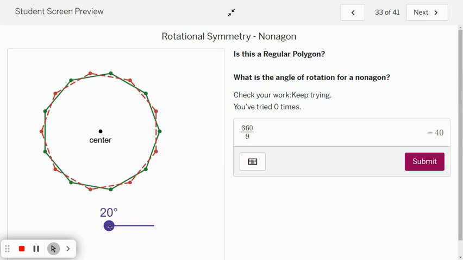We're rotating it to see if we get the same image. Looky there, we do at 40. Notice again, we would get it again at a multiple of 40, at 80, and again at 120. You get the idea, okay? My formula, 360 divided by the number of sides, works because it's a regular polygon.